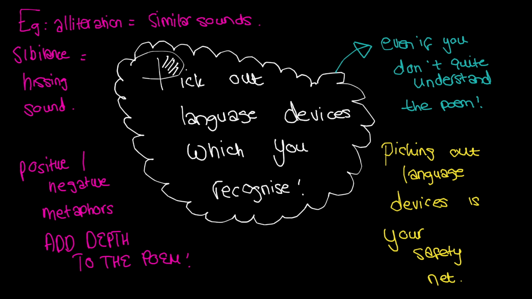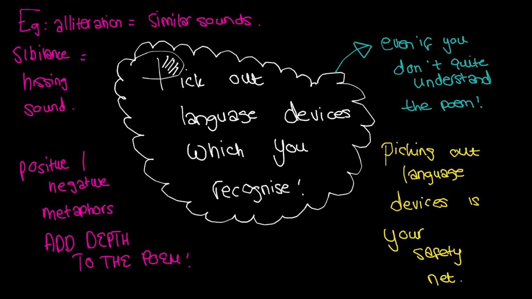Okay, then we've got tip number 2, which is to pick out language devices which you recognize. So essentially, the first thing you should be doing once you've actually read the poem and you've written your little summaries out on the side, especially if it is a bit of a difficult poem to absorb, writing those summary notes on the side of each sentence is really going to help you feel a lot calmer and also have it written down there. Next, you're going to be picking out your language devices.